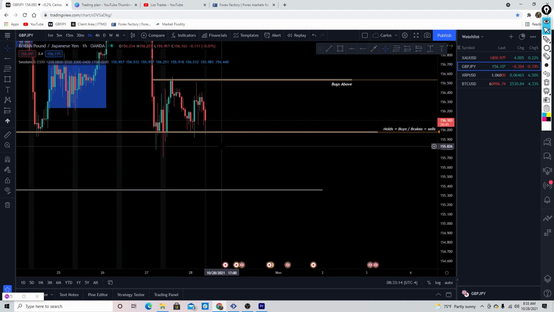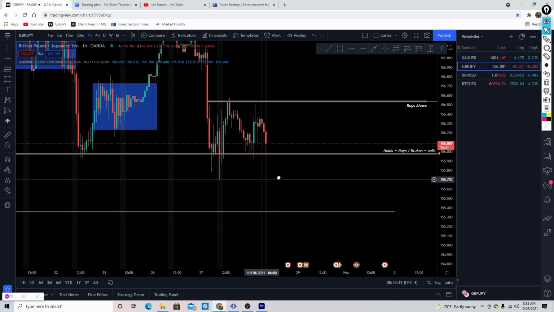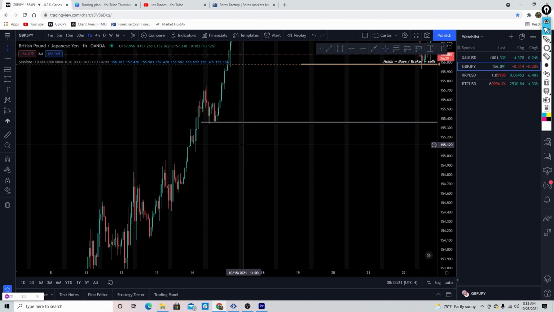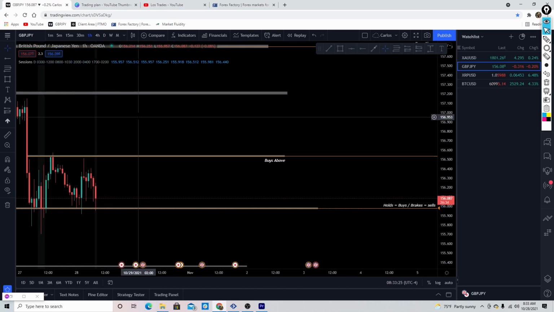So if we do finally start to break below this level, I believe we're not even going to stop right here. We'll probably continue going down, right? It's going to be a huge move.